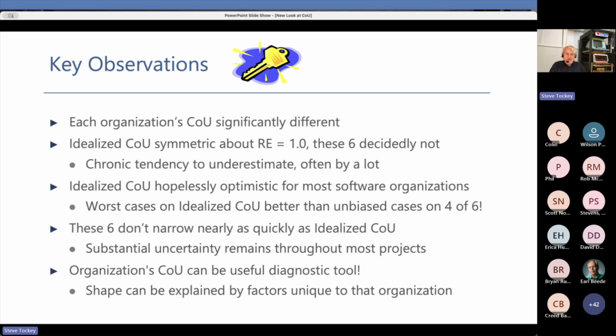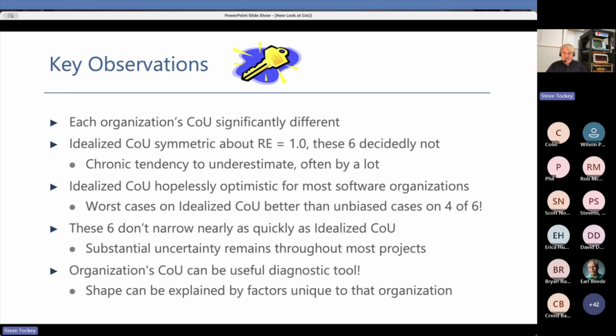We can explain the shape by factors that were unique to that organization, as in that one software vendor that was operating in fixed scope mode early, switching to fixed schedule mode later. That second organization, in healthcare management, you were seeing that the marketing second estimate was essentially worthless. It was throwing noise into the system, not reducing uncertainty.